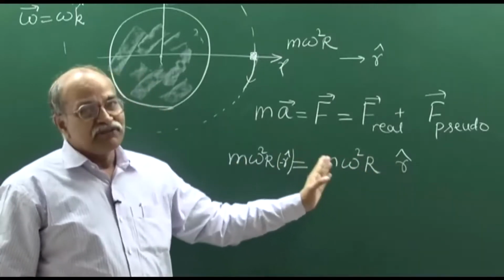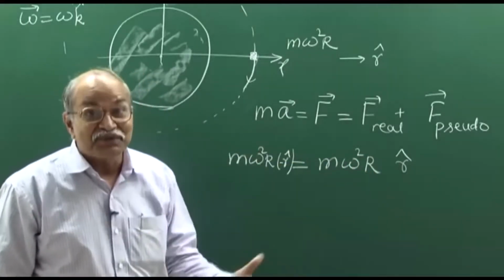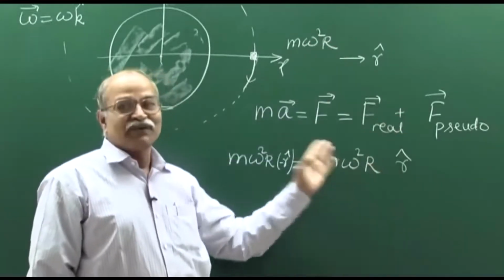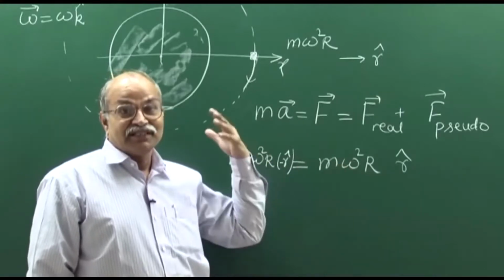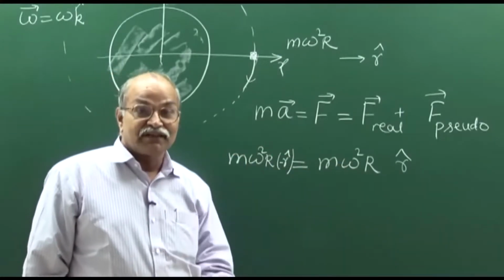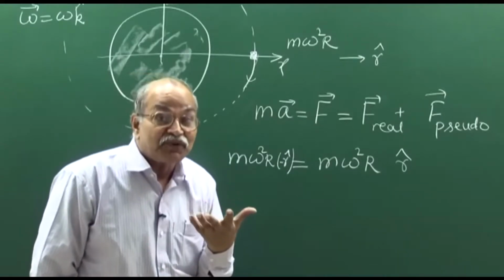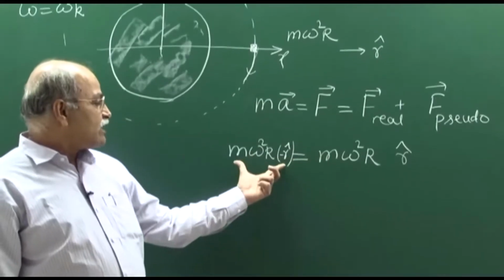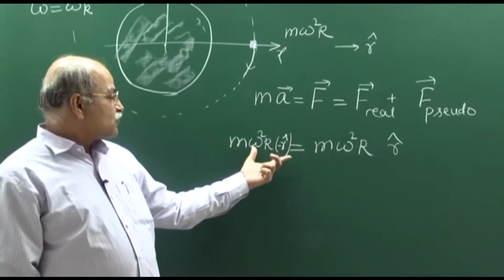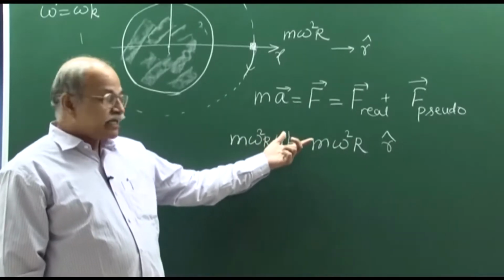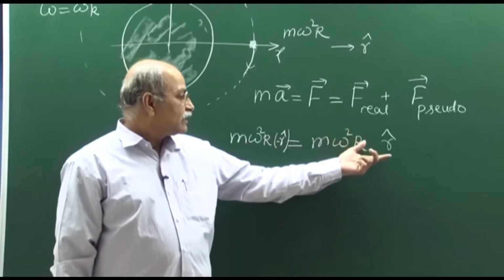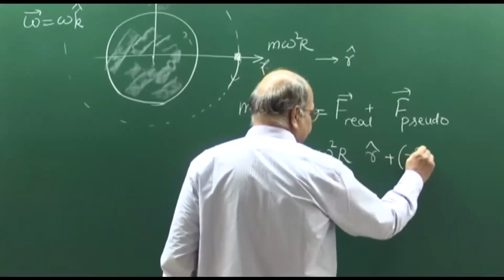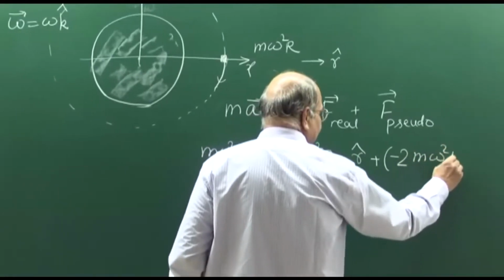So, that means we are still missing some pseudo force. There are more pseudo forces. Even after taking centrifugal force, our equations are not satisfied. So, that means in a rotating frame together with centrifugal force, we need some more pseudo forces. And how much should that be? If I am to get this m into omega square r in minus r cap direction, and here it is m omega square r cap, what should I have? I should have yet another force which is minus 2 times m omega square r cap.